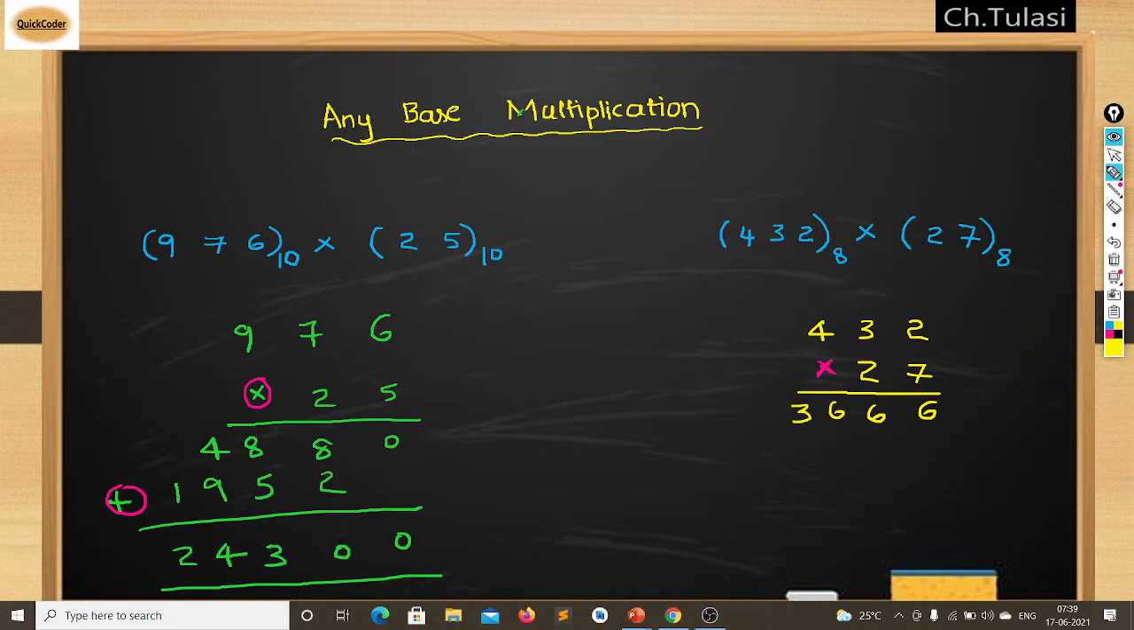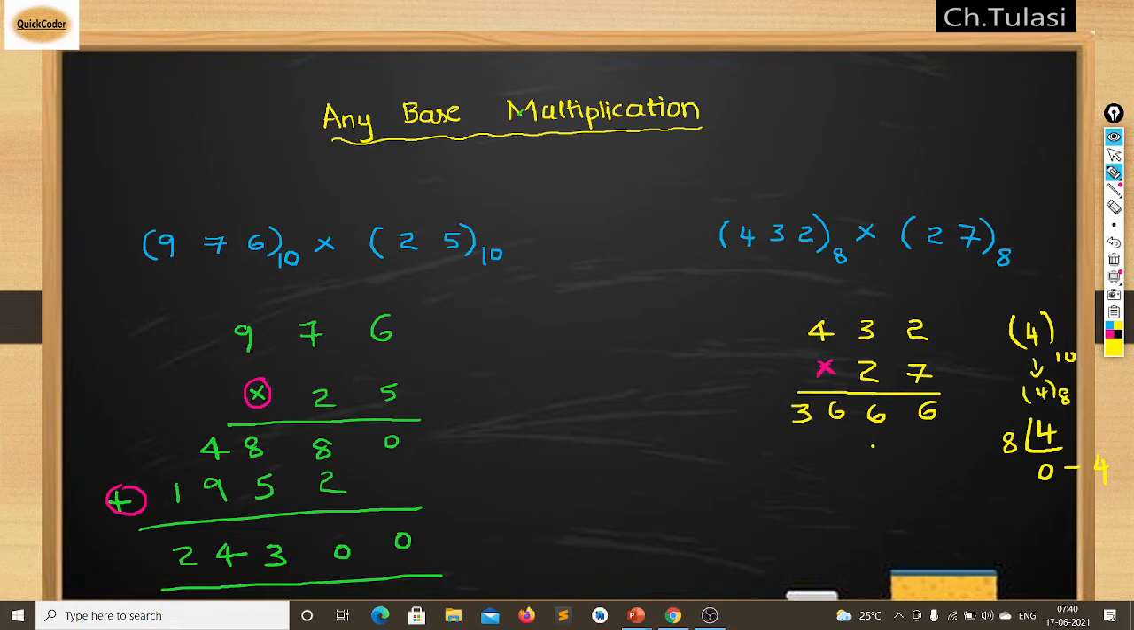Okay, let's start with 2. 2 into 2 is 4. So 4 is of base 10. What is the octal representation? 4, 8 into 0 times 4. It's nothing but 4 as it is, in decimal format and in octal number also. It is 4 only.